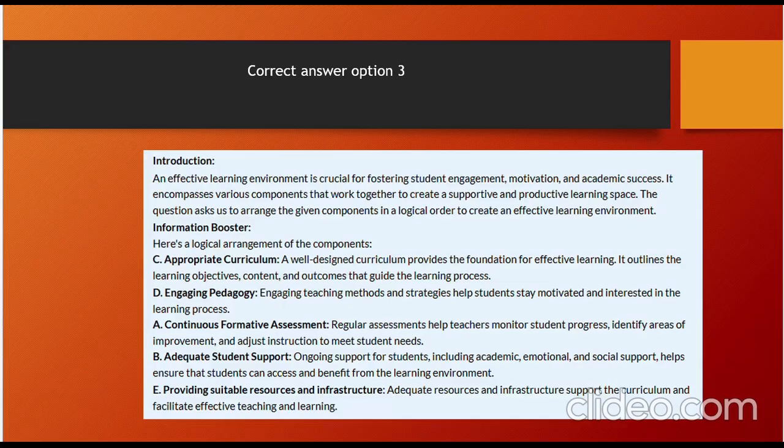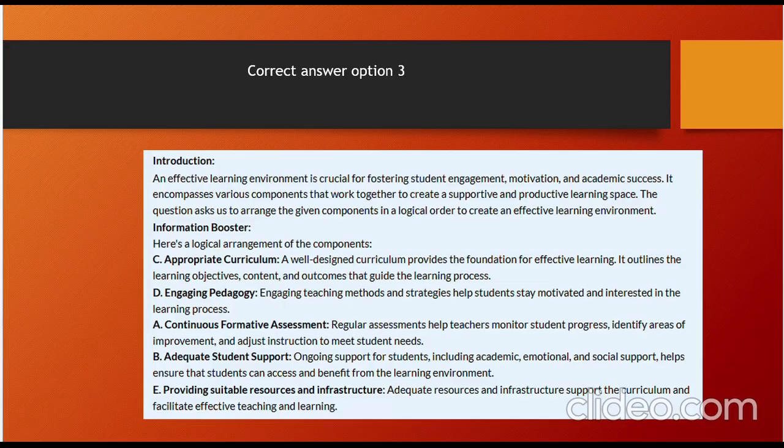Next is D, engaging pedagogy. Engaging teaching methods and strategies help students to stay motivated and interested in the learning process. Next is A, that is continuous formative assessment. Regular assessments help teachers monitor student progress, identify areas for improvement, and adjust instruction to meet the student needs. Next comes B, that is adequate student support. Ongoing support for students, including academic, emotional, and social support, helps ensure that students can access and benefit from the learning environment. E, providing suitable resources and infrastructure. Adequate resources and infrastructure support the curriculum and facilitate effective teaching and learning.